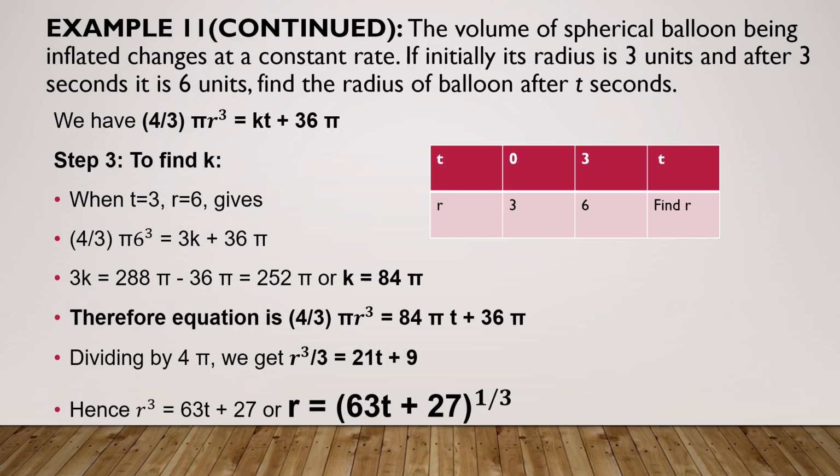So now our main equation is 4 upon 3 pi r cube is equal to 84 pi into t plus 36 pi. Now since we want to just simplify, just divide the whole equation by 4 pi. So you will be getting r cube by 3 is equal to 21t plus 9. Now in this equation, what they are saying is you just find the value of r, means make r as the subject of formula in terms of t. So r cube is equal to 63t plus 27. So r will be equal to (63t plus 27) whole raised to 1 upon 3.